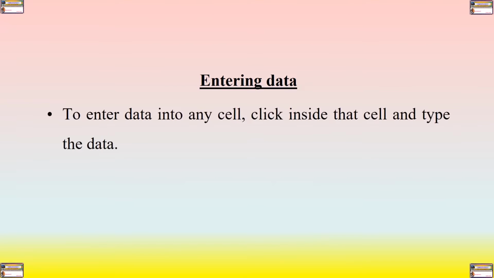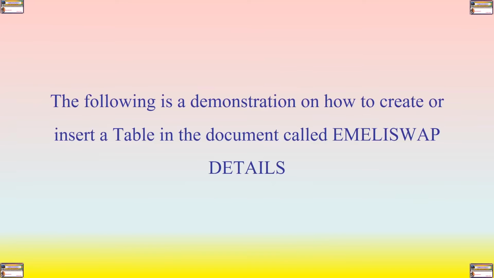Once your table has been inserted, the next thing you need to do is to enter data into the table. So to enter data into any cell, you just click inside that cell and type the data. The following is a demonstration on how to create or insert a table in the document called Swap Details.